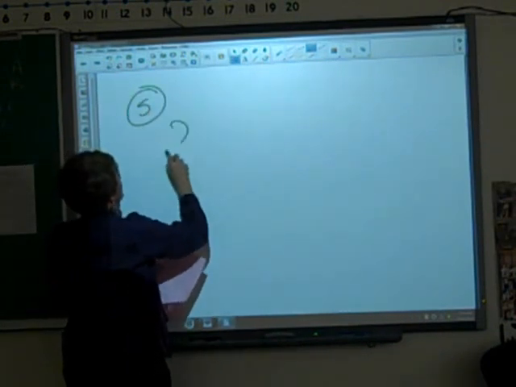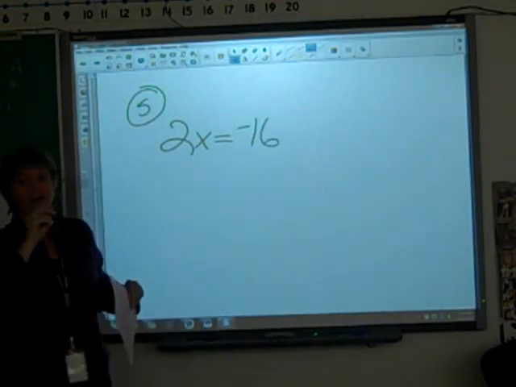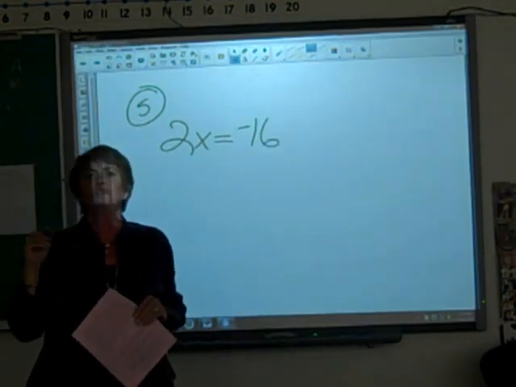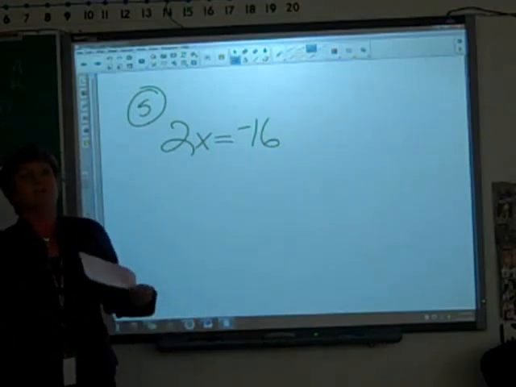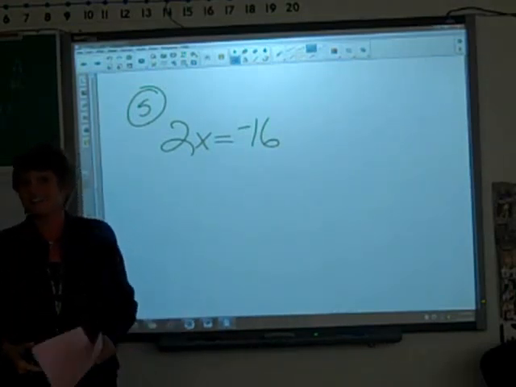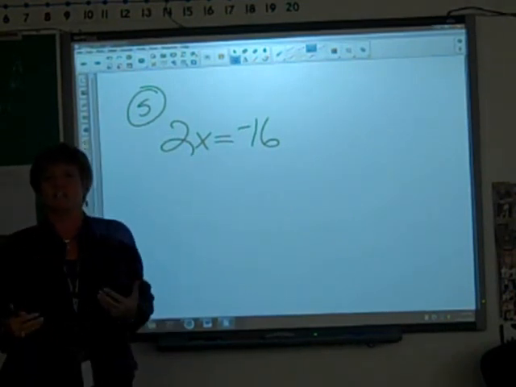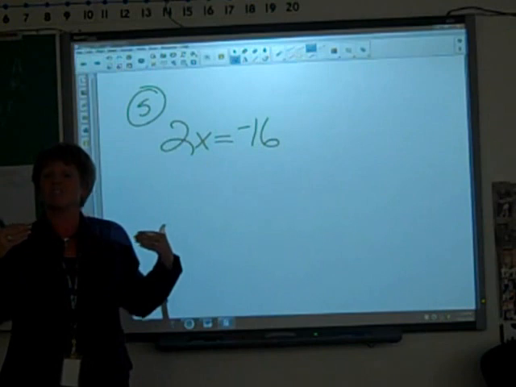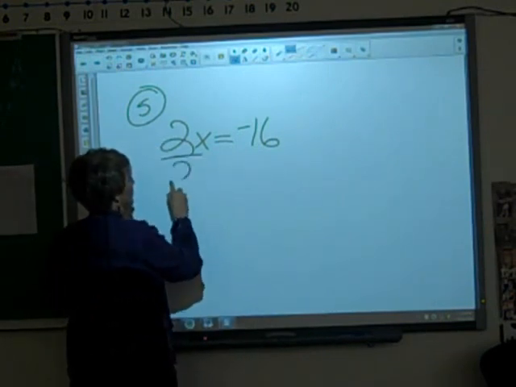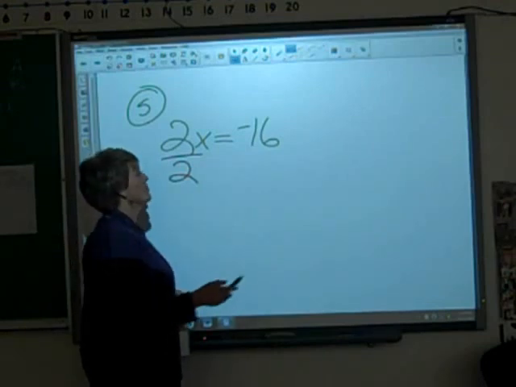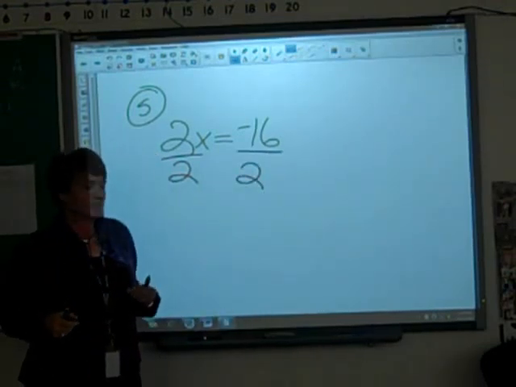We're going to do problem number 5 right now. Problem number 5 is 2x equals negative 16. Now we remember when we have a number next to a variable, that means to multiply. So what we want to do is undo multiplication. Because again, like Mrs. Brenner said, we want to isolate x. So in order to isolate x and undo multiplication, I have to divide. I'm going to divide this side by 2. Again, the balance: whatever you do to one side, you have to do to the other. So I'm going to divide both sides by 2.